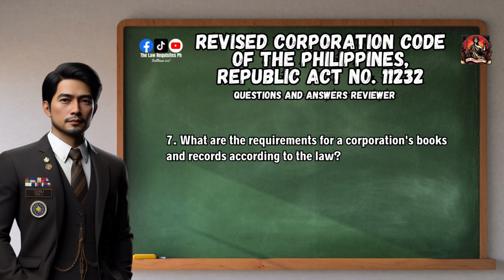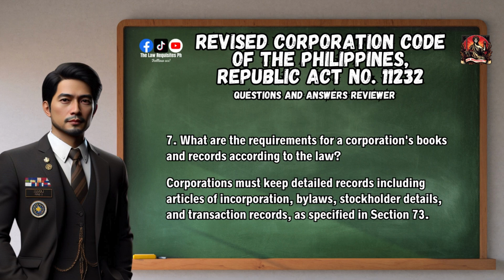7. What are the requirements for a corporation's books and records according to the law? Corporations must keep detailed records including articles of incorporation, bylaws, stockholder details, and transaction records, as specified in Section 73.